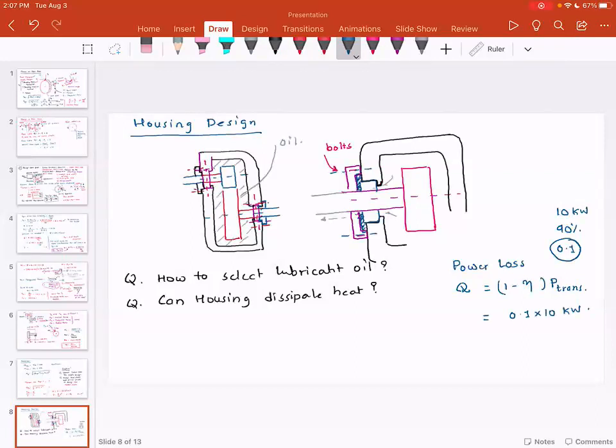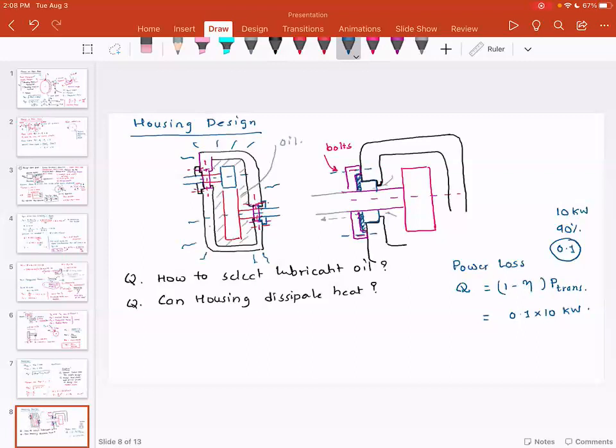Now, what happens to this heat? The lubrication actually takes the heat by means of convection, and that heat gets dispersed. When this lubricant oil comes in contact with the housing, it warms up and starts radiating heat, or it can dissipate heat by convection. So you are going to have heat loss, which is 0.1 multiplied by 10 kilowatts.